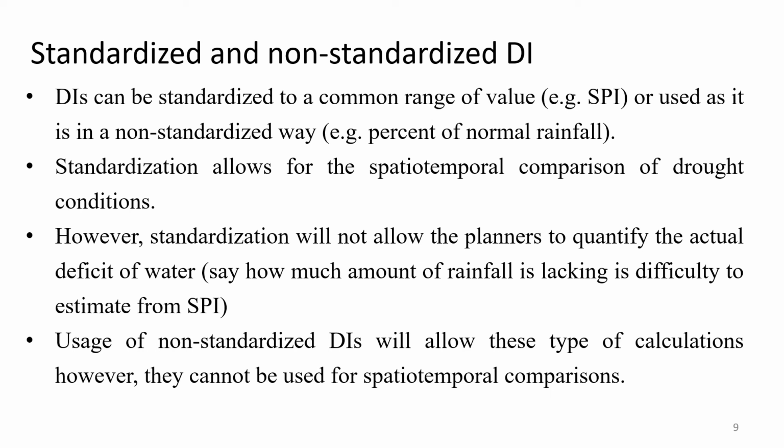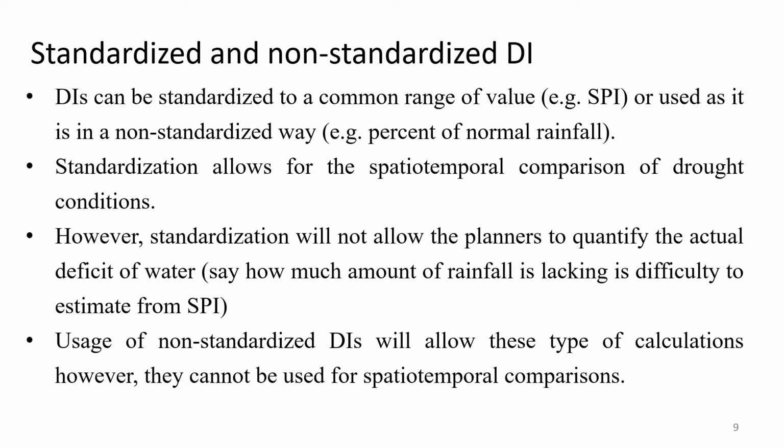On the other hand, if we use a non-standardized drought index, say percentage of normal rainfall, percentage of normal stream flow, some sort of variable that is not standardized, I cannot compare place to place or time to time, because percentage normal rainfall, as I said, for Chennai is different from Mangalore, is different from Ahmedabad, and it is different from Cherrapunji. Everything is different. Similarly, it will vary for time. Percent normal in January is different, it's different in March, like that.